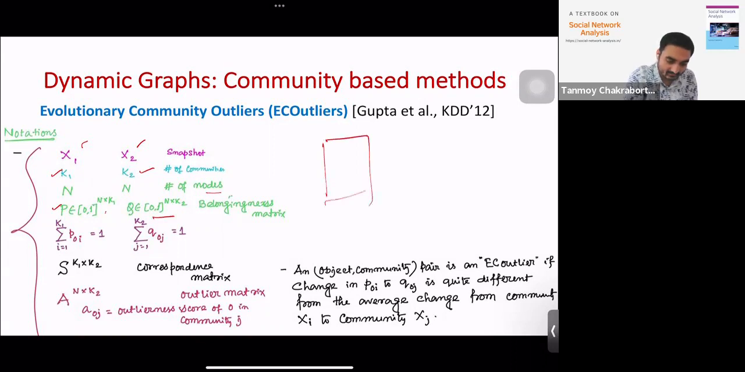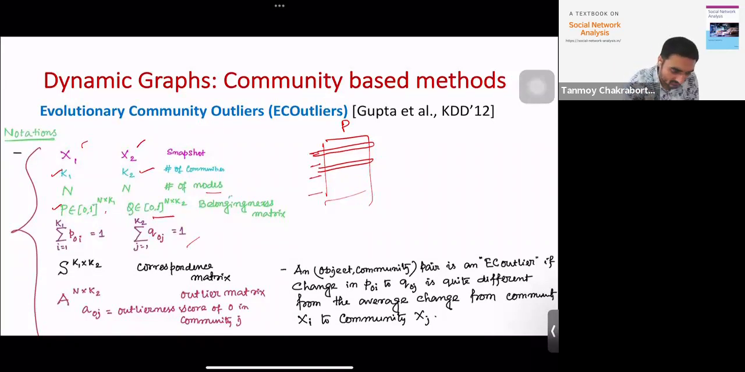So this is P. Each row indicates a node, so the sum of entries in the row should be 1, meaning the sum of belongingness of a node in all the communities should be 1, because it's a probability ultimately. We make sure that the sum of each row is always 1. Similarly for Q, the sum of each row should be 1.